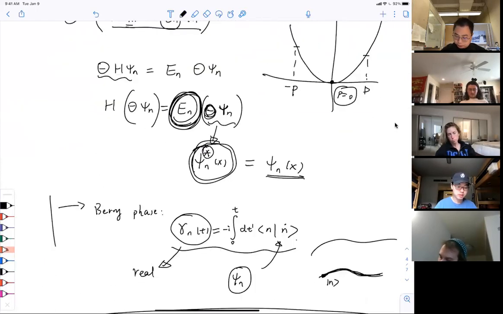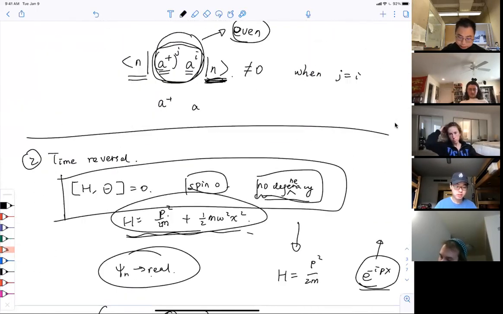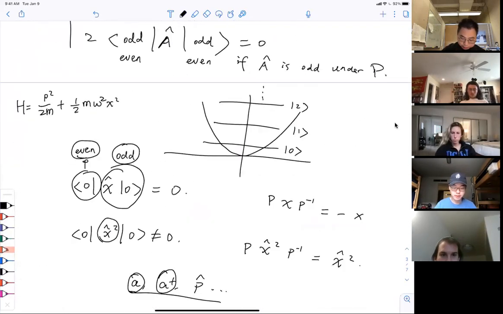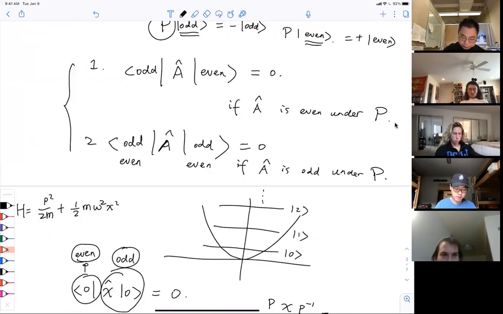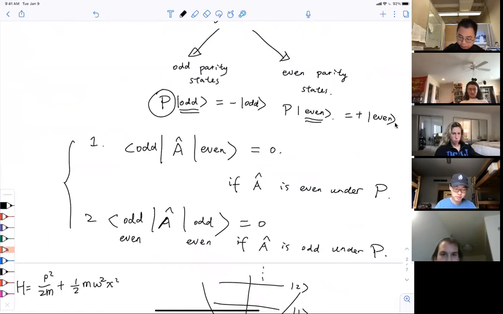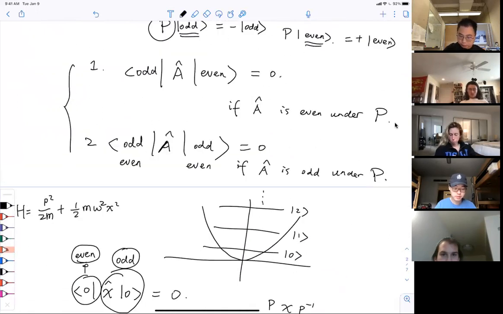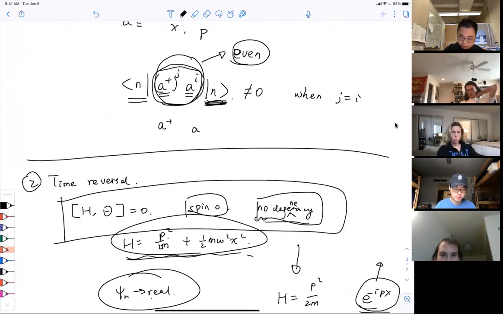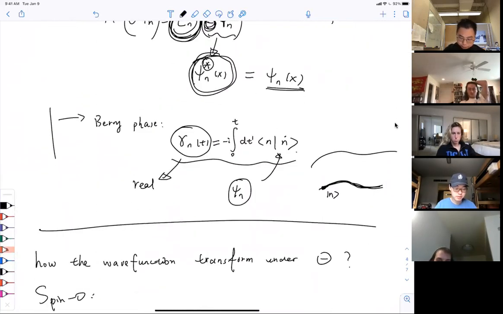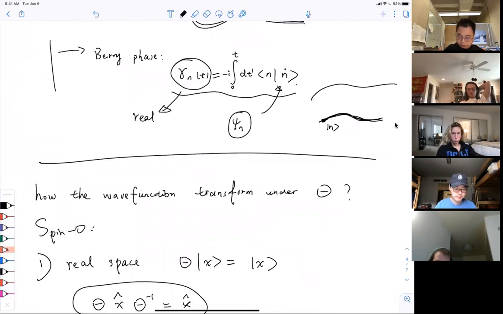Okay, so that's what I want to say about the symmetry part. Basically, it's the parity and some associated selection rules, making some arguments about the parity, even parity or odd parity. And then time reversal, basically one statement for the spin 0 case. And then you need to know how the wave function transforms under the time reversal.